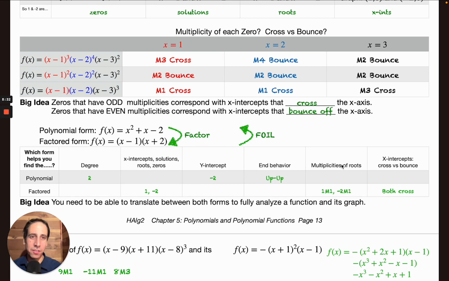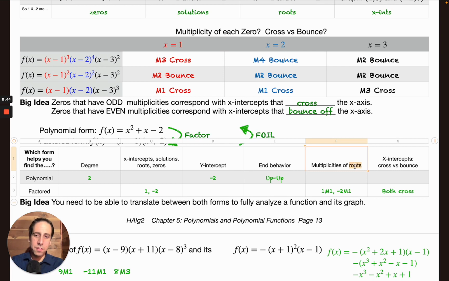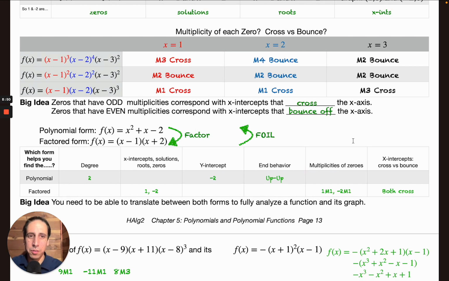If you want to find the multiplicities of the roots, you can't do that in polynomial form, but if you have factored form, you can see the zeros. Maybe I should say multiplicity of the zeros. Sometimes you see it referred to as multiplicity of roots, but I think most often multiplicity of zeros. The same idea, really. The 0 of 1 has a multiplicity of 1. There's an exponent right here of 1 that you can't see. The 0 of -2 has an exponent of 1 right here. So if you're looking for the multiplicities, you can't find that in polynomial form, but you can easily read it off the factored form.